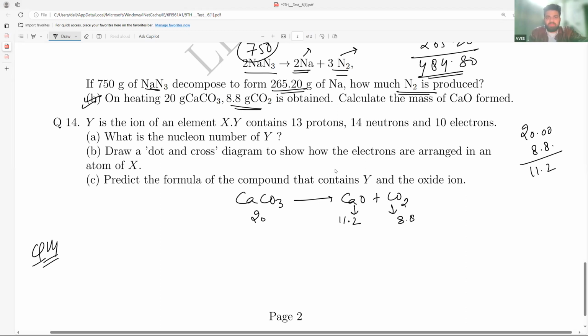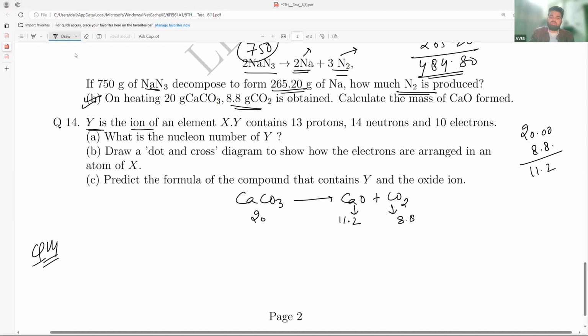Okay, let me help you. What are nucleons? So here is Y. Y is the ion of an element X. We are having a dot here. So let it be, it is an element X, and it is an anion. Ions, okay, it has gained some electrons.